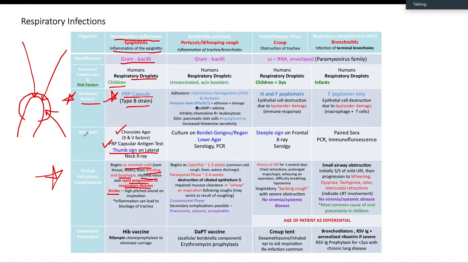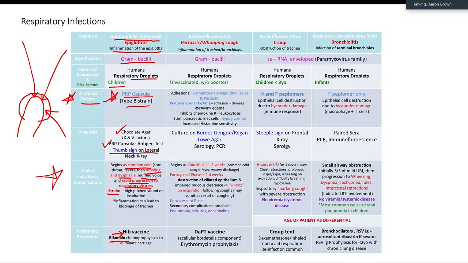We are going to give the Hib vaccine. Okay, Hib vaccine is going to be bits of that capsule that will mount an immune response. So if we get exposed to Haemophilus influenzae, it won't be deadly. Okay. Now, anyone who has had contact with this child, anyone living at home, if the child spends a lot of time in daycare, even in the daycare, but the home is going to be the primary thing, all the caregivers at home are going to get rifampin. Okay, rifampin chemoprophylaxis to eliminate carriage.